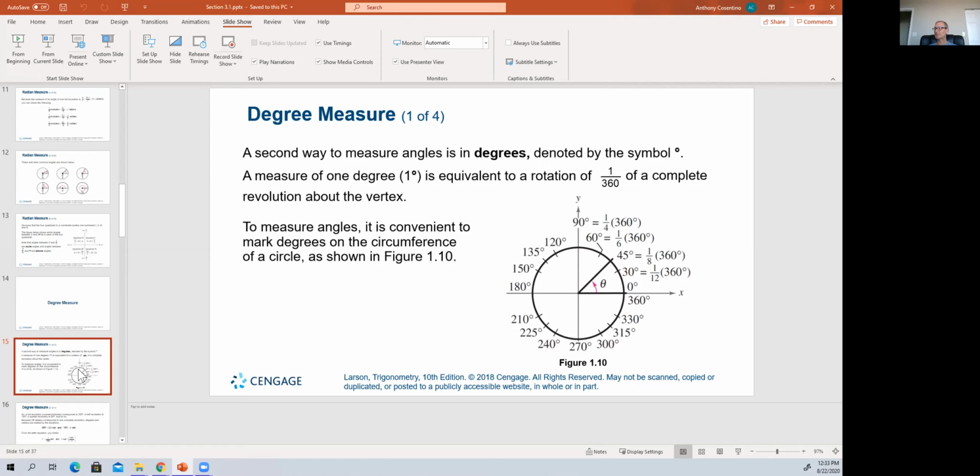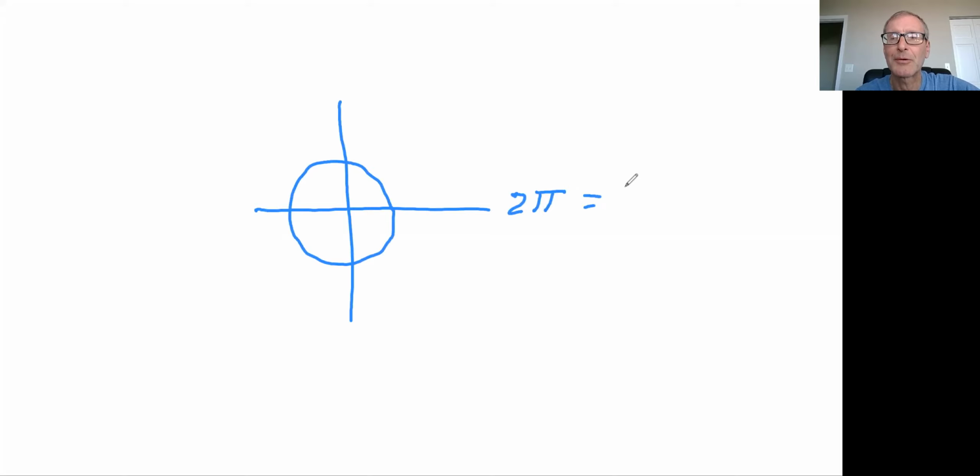So if you think about the idea of the definition of how to relate degrees and radians, if you go all the way around the circle one time, it would be 2 pi radians, and that would equal 360 degrees. And that little circle at the top there is a degree sign. Sometimes people will write DEG. Either way is 100% okay.